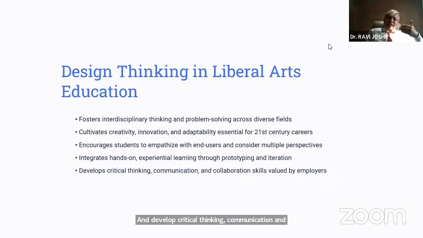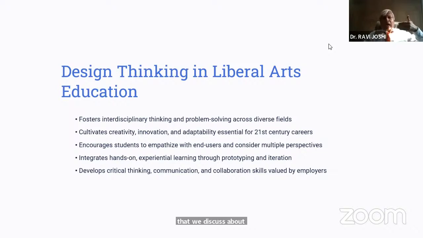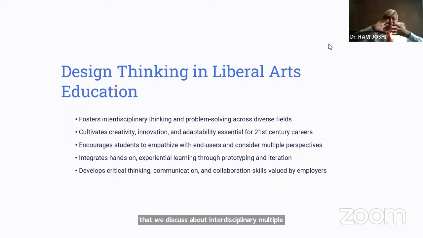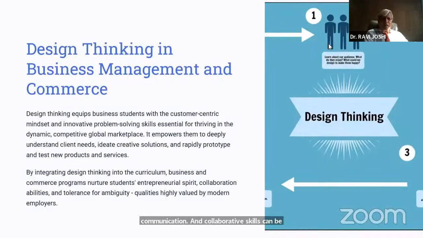See, these design thinking skills, sometime before we talked about life skills, and prior to that, we discussed interdisciplinary, multidisciplinary skills and domain-specific skills. If you integrate these things, you can develop multifaceted skilled manpower. For the liberal arts, the critical thinking, communication, and collaborative skills can be developed with all these aspects.